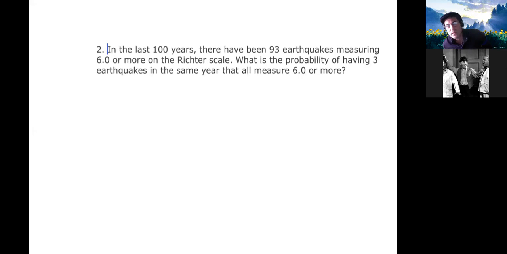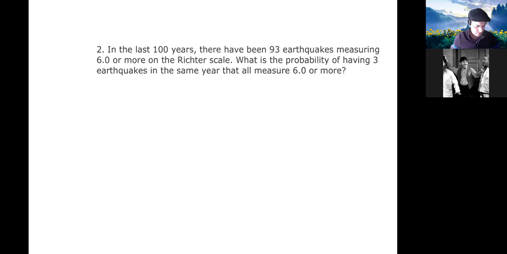So here's problem 2. In the last 100 years, there have been 93 earthquakes measuring 6.0 on the Richter scale. What's the probability of having 3 earthquakes in the same year that all measure 6.0 or more? So we have to figure out what lambda is. What are we asking, by the way? We want the probability that x is equal to 3.